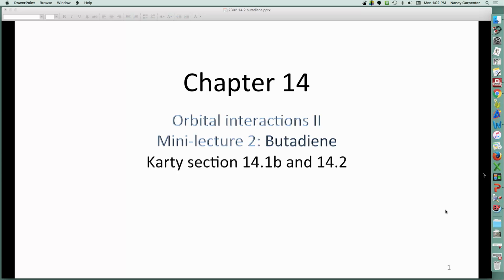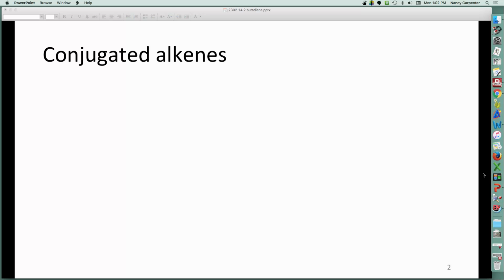Okay, here is part 2 of the introductory material for chapter 14, where we're going to get a little bit better understanding about these multiple center MOs by looking at a particular molecule, that being butadiene. But first, a step back.